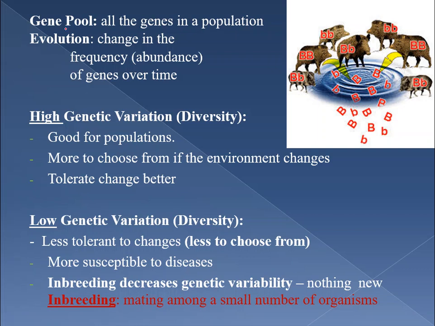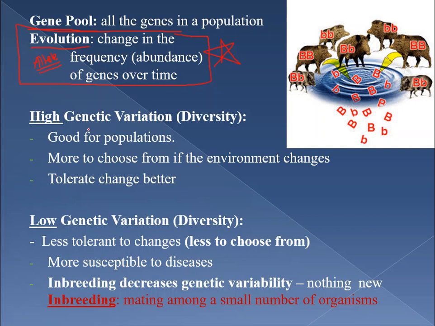Some more terms that you should be familiar with. The gene pool is all of the genes in a population. So all of the alleles for a trait are referred to as the gene pool. And again, another way to think about evolution is the change in the gene pool frequencies over time, the change in the abundance of alleles. That's really all evolution is: the change in allele frequencies. I'll even add it in here, allele frequencies over time, right?